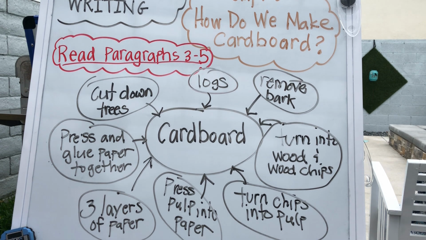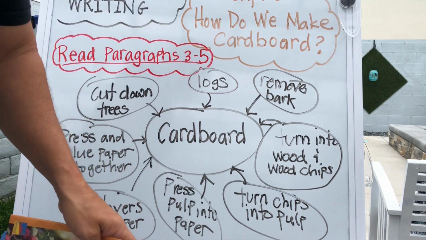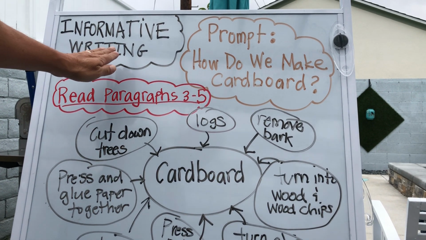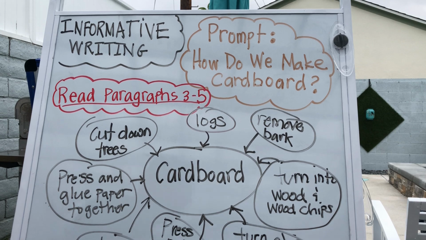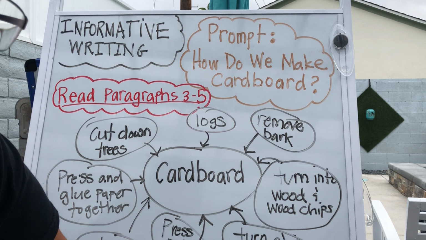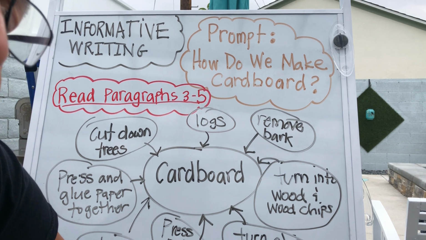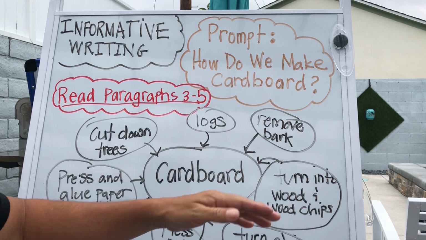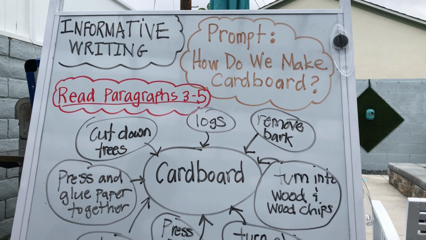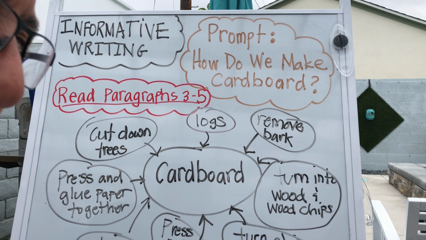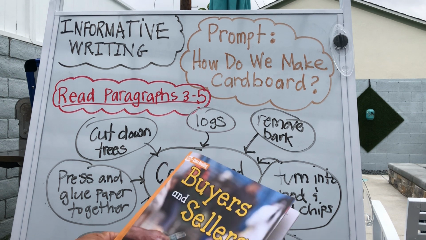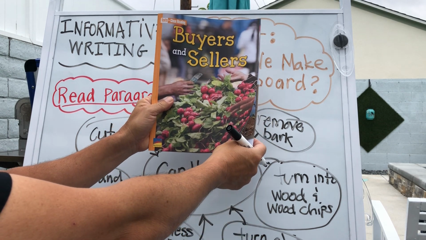So today, we were going to work on informative writing. And remember, informative writing is not a story. It gives people information about a specific topic. And our topic or our prompt for today was, how do we make cardboard? Now, a lot of us don't know how to do that. Even grown-ups don't know. Everybody will say, oh, they make it from trees, but they don't really know how. So what we need is a source. And our source was our book, Buyers and Sellers.